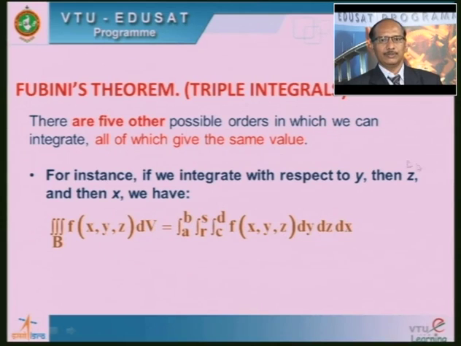Whatever you do in serial order, y, z, x, or x, y, z, anything, accordingly you change the limits of integration and do it. All of them are giving the same value. So, how many possibilities are there? There are totally 5 plus 1, 6 possibilities there. All possible orders will give you the same value.